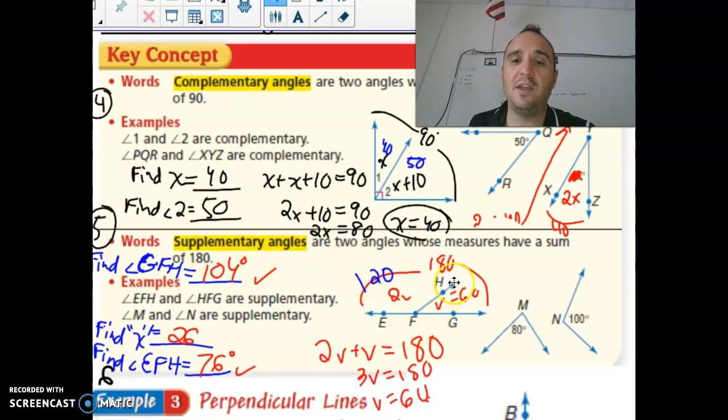So EFH here is 2V. HFG is just V. 2V plus V equals 180. So I want to take these out. These were not here in the beginning. These you have to find.